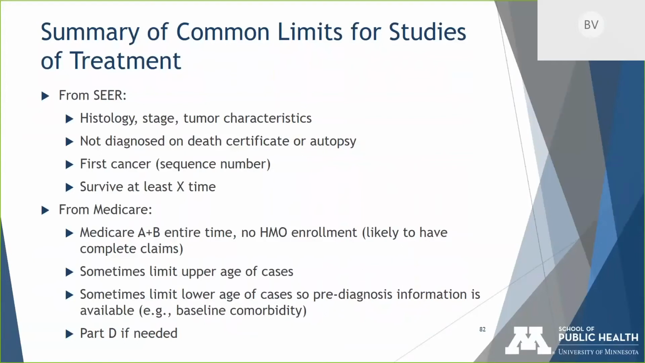Sometimes we also limit the lower age range, and that's, again, based on if you want to collect baseline information. So if you want to look a year prior for comorbid conditions or prior treatments or prior utilization, you need to require Medicare enrollment coverage for that year prior. So you're no longer going to have a 65 and older population, because the individuals who are 65 won't have that Medicare coverage that year prior. And then again, if you need Part D for prescription drugs, you want to make sure that you have that as well.